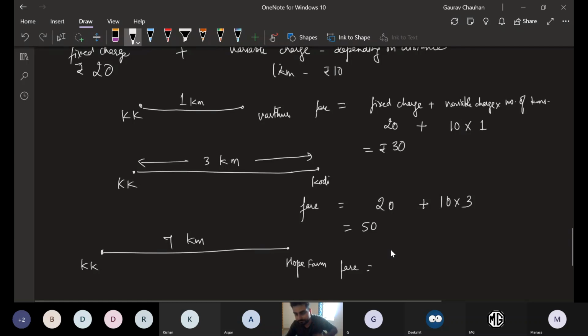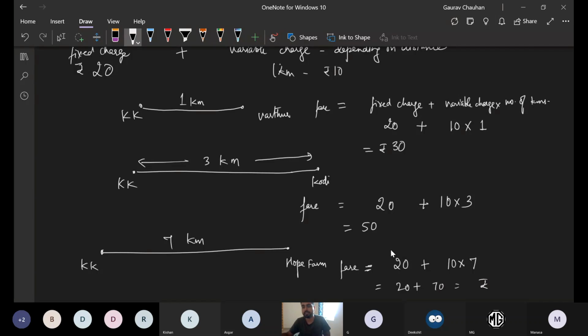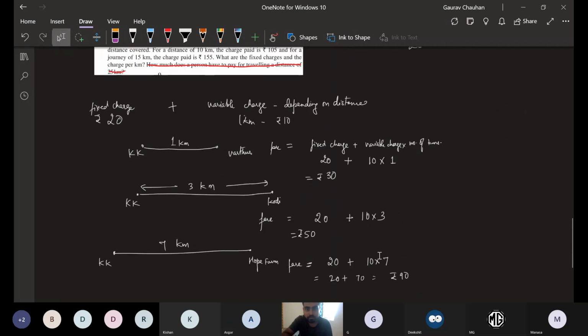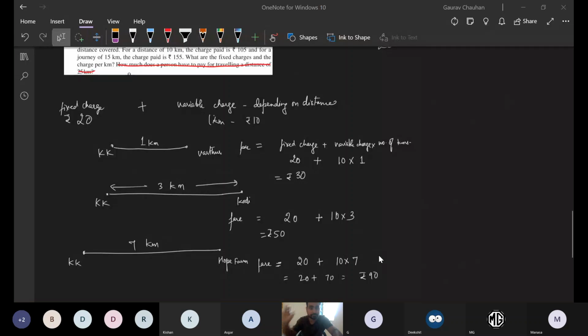Yes, Dinesh, tell me. It will be 90, sir. How are you getting that 90? The fixed charge is 20, sir. Per kilometer charge is 10 rupees, and the travel is 7 kilometers, so 10 into 7. Perfect. 10 into 7 is 70, 20 plus 70 is equal to rupees 90. Got it, guys? Everyone is feeling good about this example. Anyone has any confusion, wants to unmute?